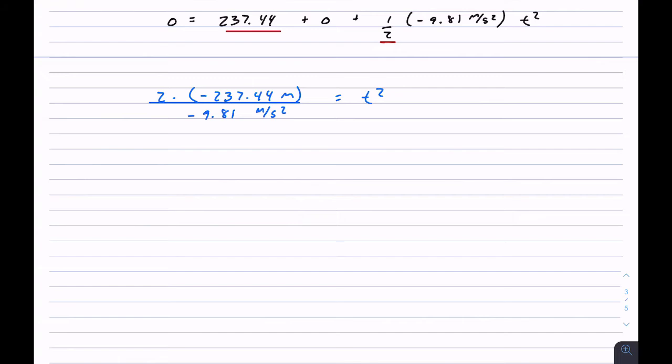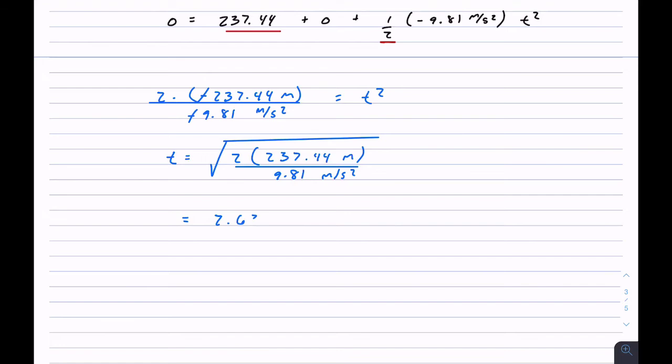We're solving for t, right? And look, these negatives will cancel. So now we're left with t is equal to 2 times 237.44 meters over 9.81 meters per second squared, all under a square root, right? This gives us, final answer, time is equal to 2.6377 seconds. So that's the time that it's going to take for this rocket to fall back to Earth.